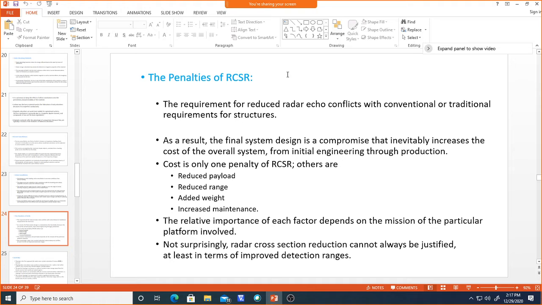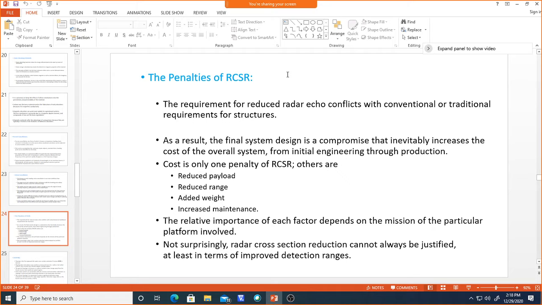So the requirement for reducing this radar cross section depends on echo, whatever echo receives or echo complex, with conventional and traditional requirements of structures. That means whatever complex targets are there, how they are building the structural dependency will be very much dependent. Based on the structures, whether the radar cross section reduction will be 80% or 70%, according to the designer, we also need to modify the structure in such a way that the reduction percentage will be as per the design requirement.